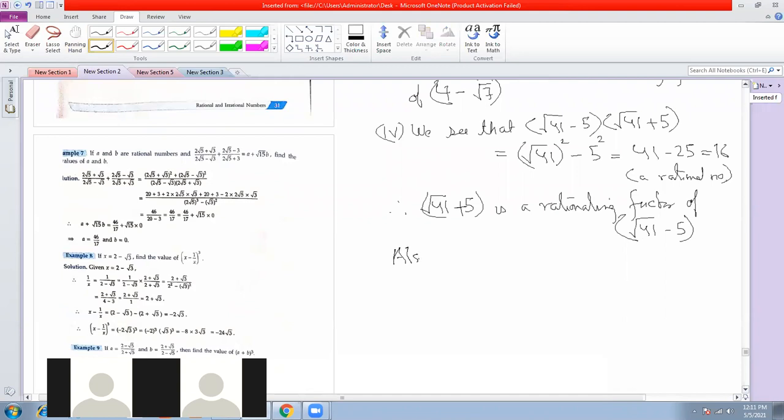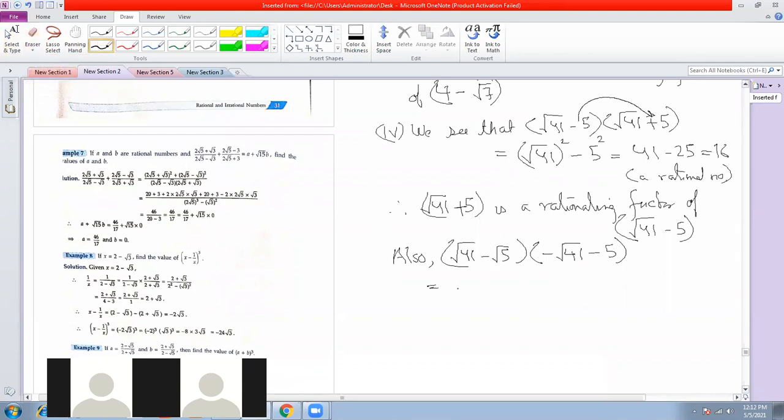So what do we see? Root 41 minus 5. Earlier, in the above, what did we do? We changed the sign of this 5, right? Let us now change the sign of the radical from plus root 41. Let us write this as minus root 41, and we keep this sign here unchanged. Okay. So let us try this out, whether we get a rational number or not.